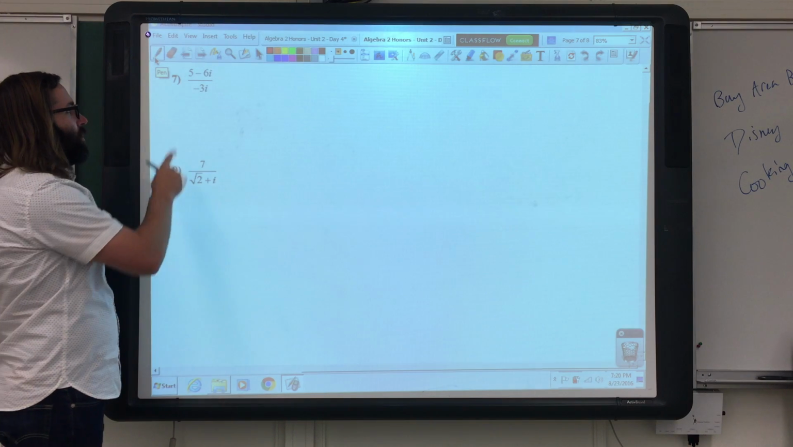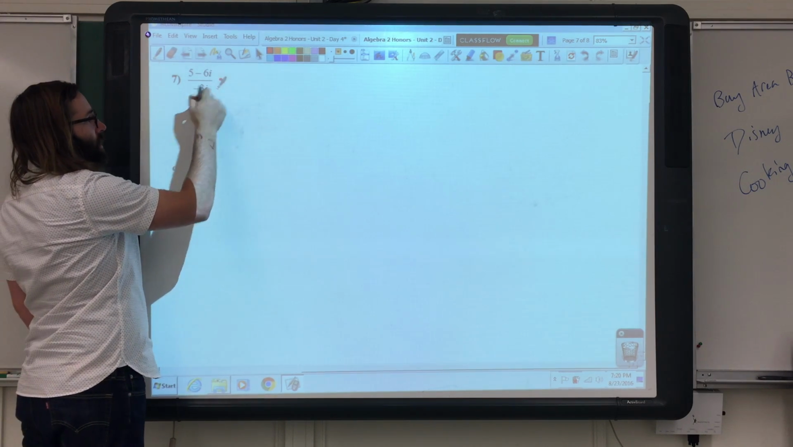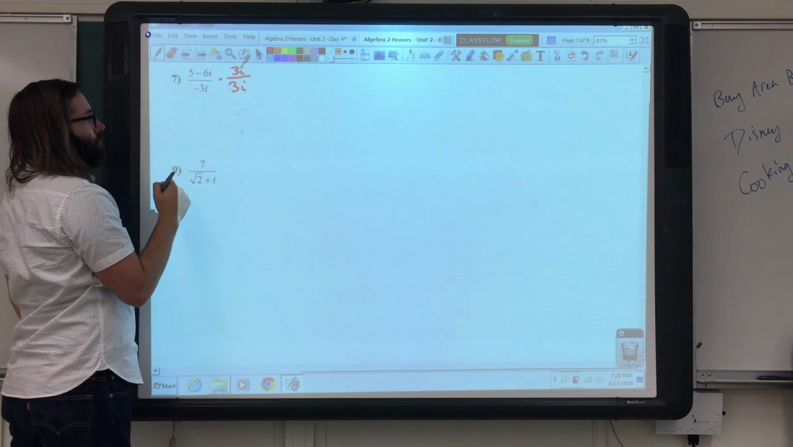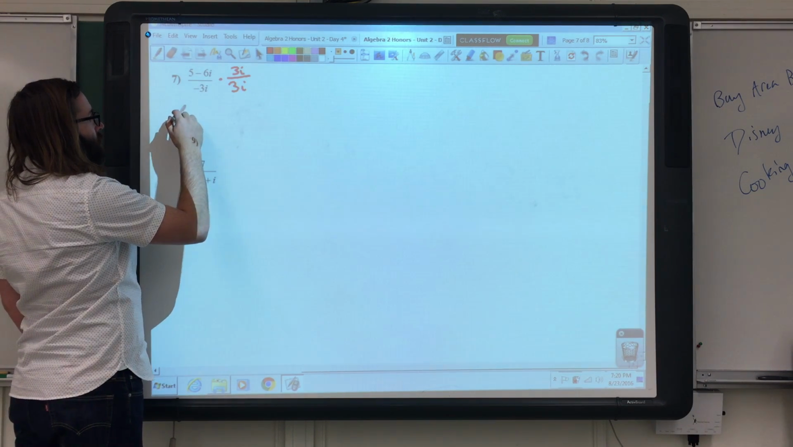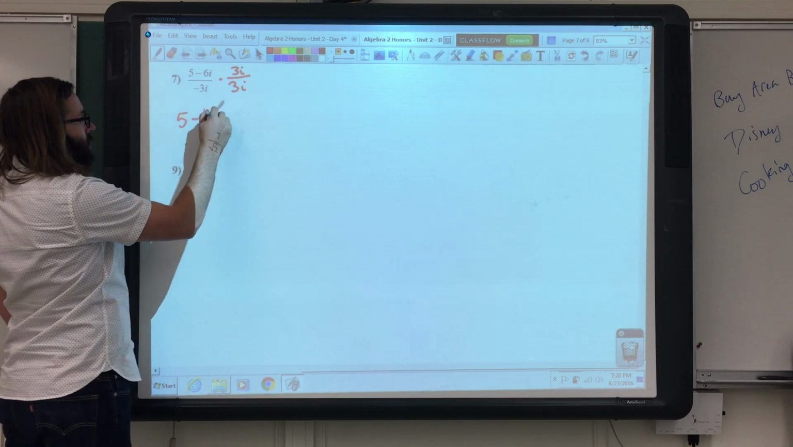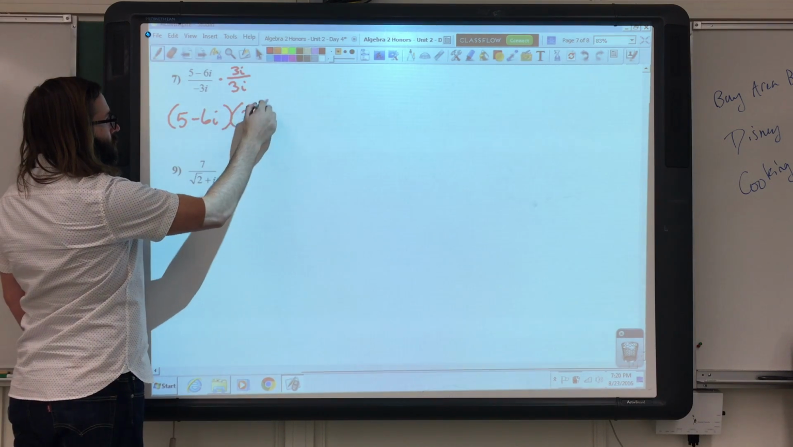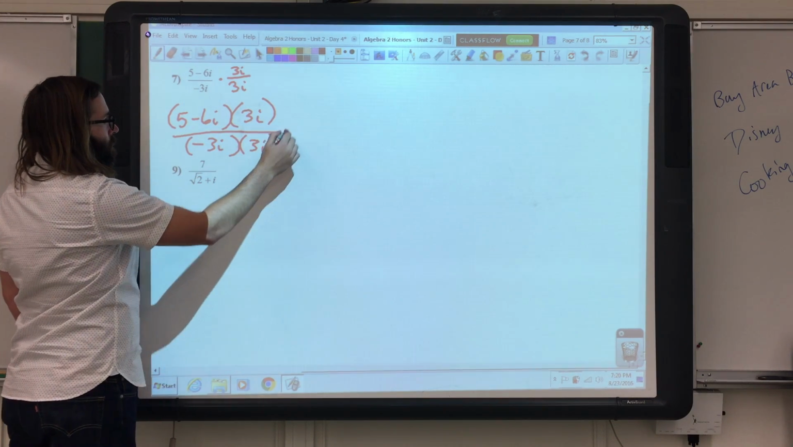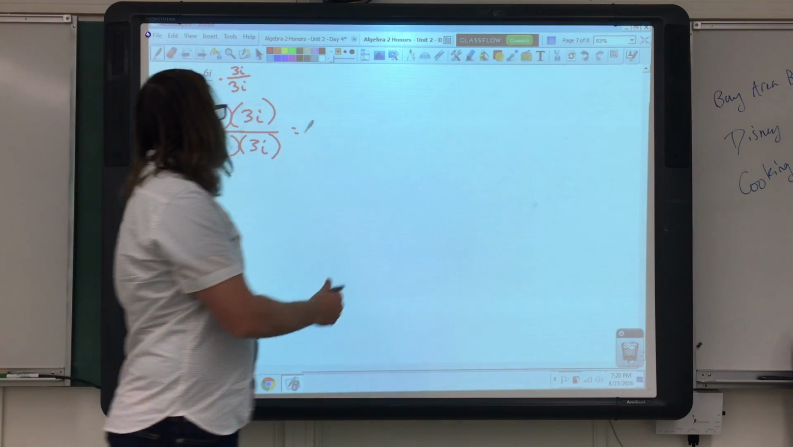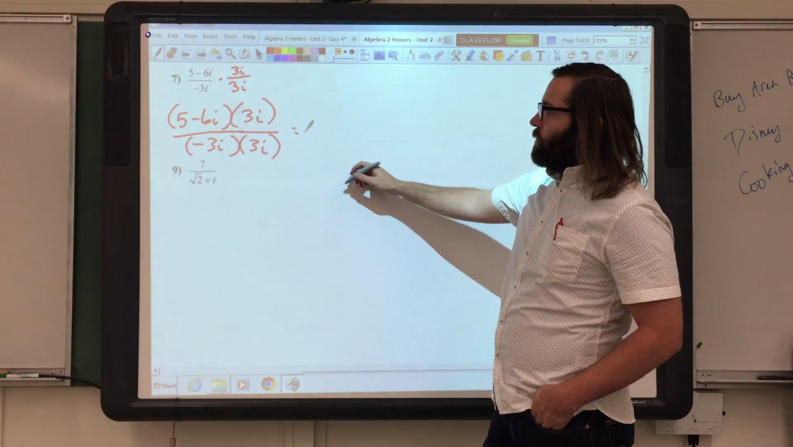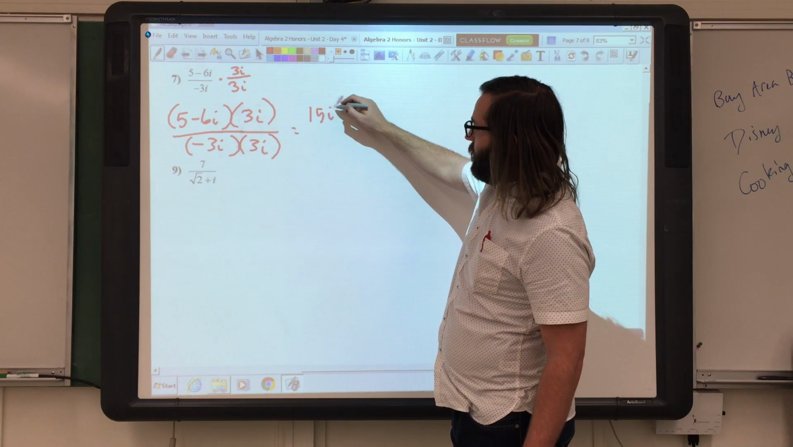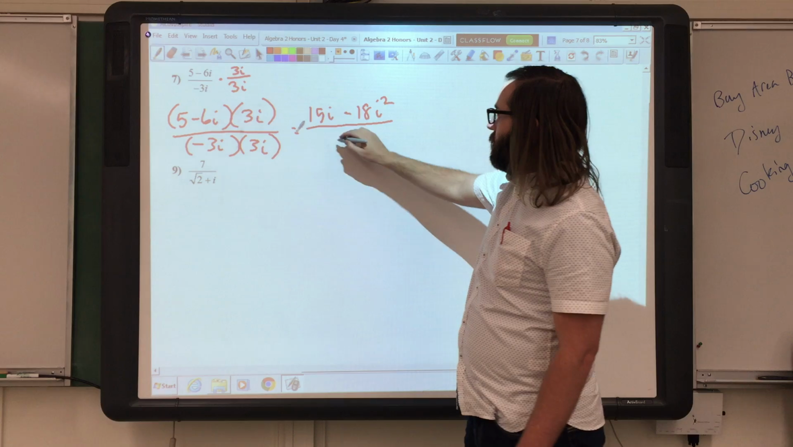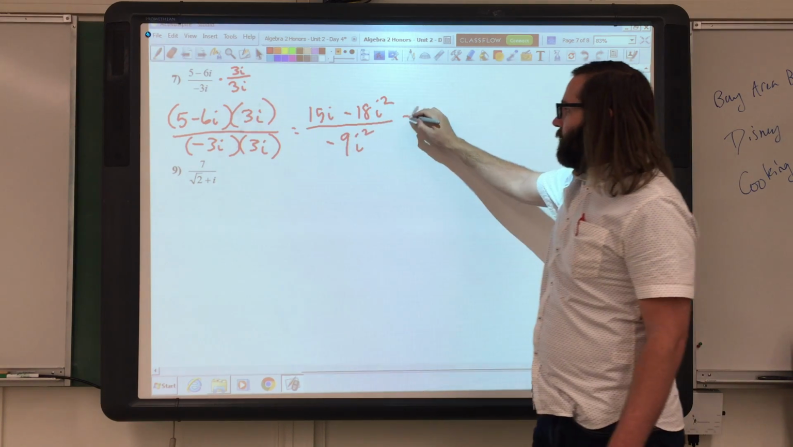Alright, so let's take a look. Number 7, complex conjugate of negative 3i is going to be positive 3i. When you do that, you get 5 minus 6i times 3i. Okay, so you just FOIL it through, you get 15i minus 18i squared. On the bottom you have negative 9i squared.